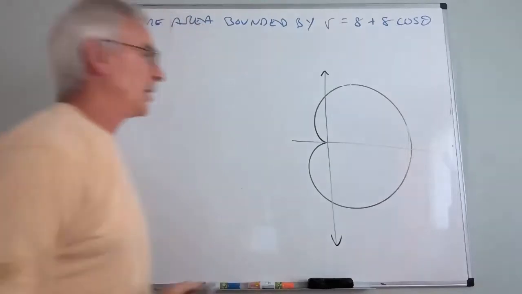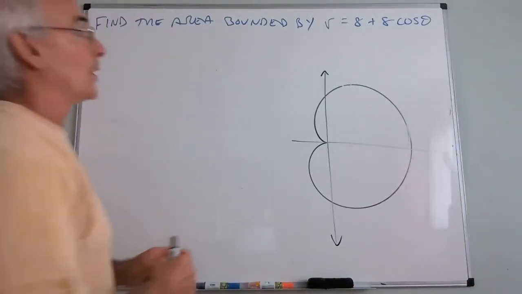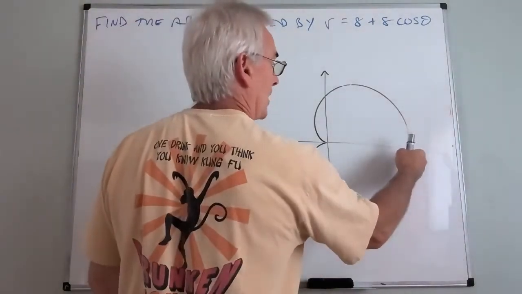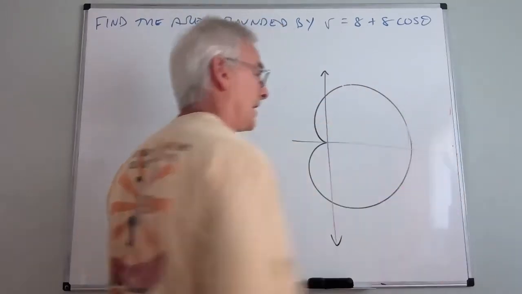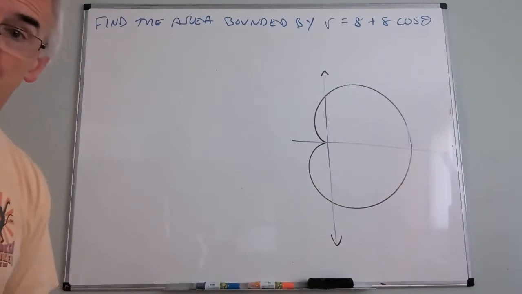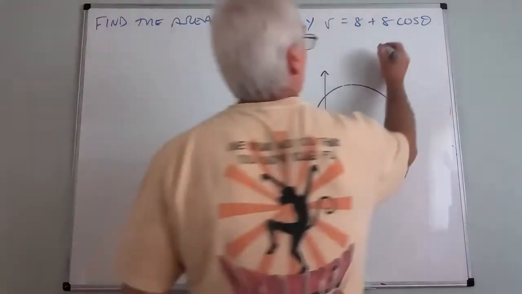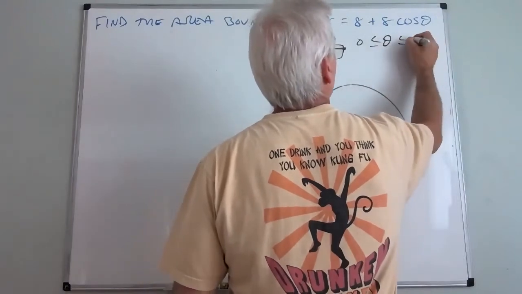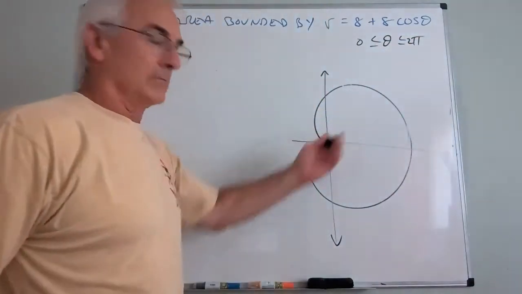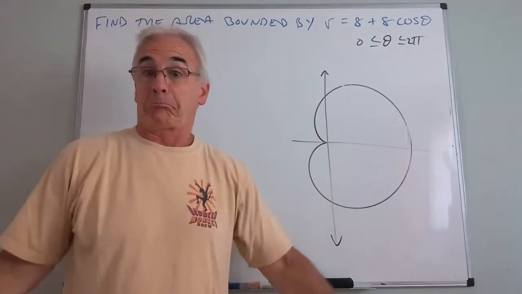Okay, so this one here, when theta was 0, I was here, and as I moved around to pi, I was here, and then 2 pi. This definitely took 0 to 2 pi to complete. There's no question. So here's what I want to find. I want to find the area bounded by this shape.